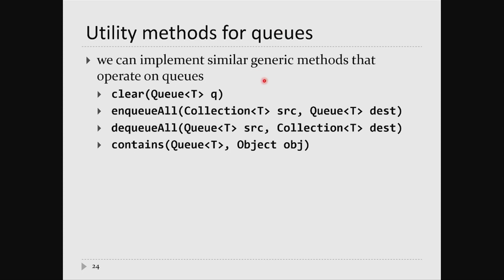All right, utility methods for queues. So we can do the same thing for queues. In other words, I can implement what are essentially the same 4 methods. So let's just quickly go through those. The only interesting one here is contains for a queue.